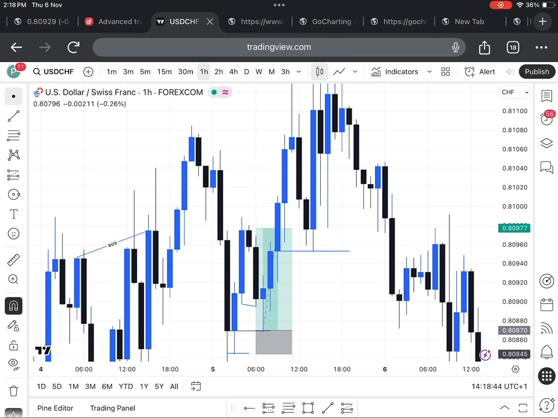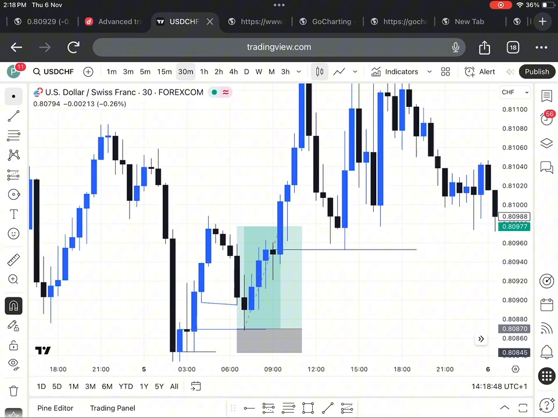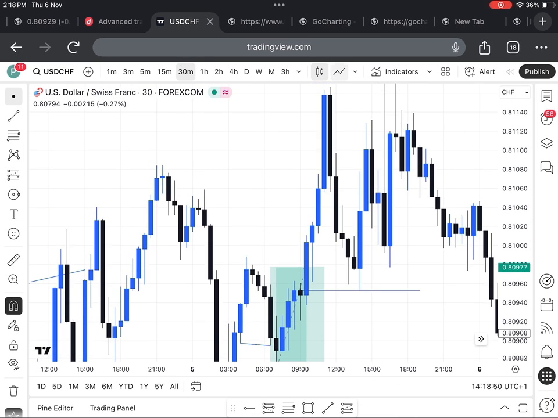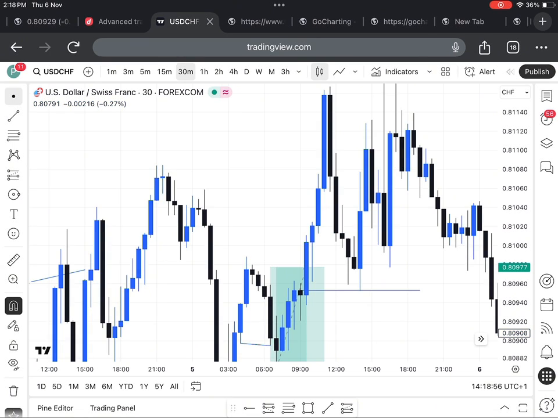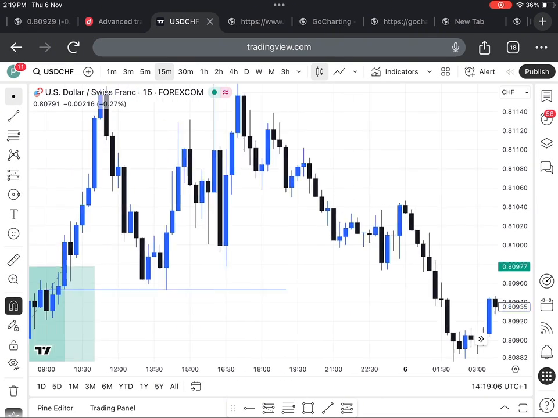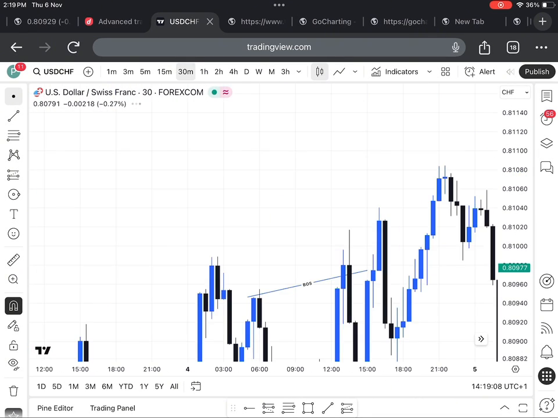We wait for confirmation. And our confirmation will be what? A break of structure. So price taps the key level on the 1 hour, you go to 30 minutes and wait for a break of structure. Now we can see a break of structure here. If price pulls back on the key level on the 1 hour, you can also use 30 minutes and 15 minutes, these two time frames.